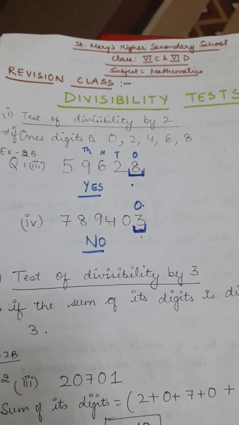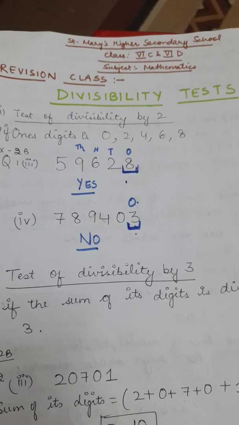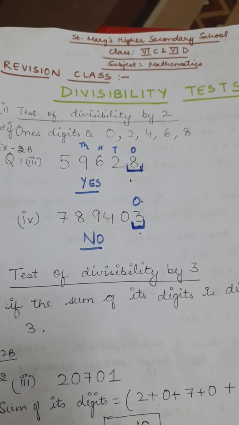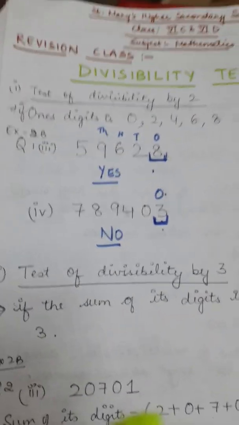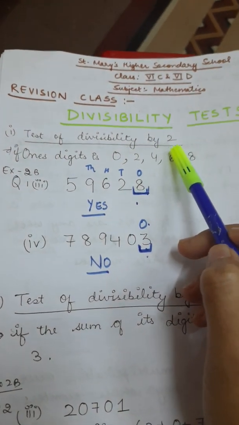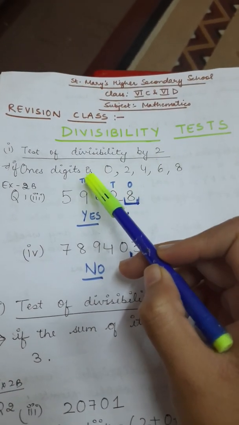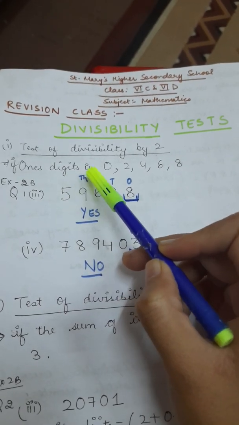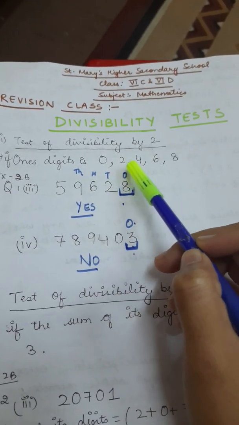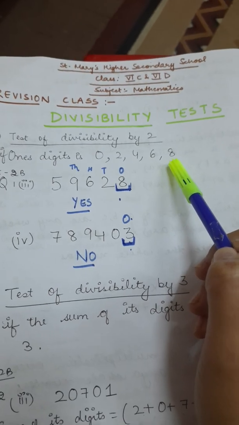This is a revision class on divisibility tests. So let's start. First, test of divisibility by 2. A number is divisible by 2 if its ones digit is either 0, 2, 4, 6 or 8.